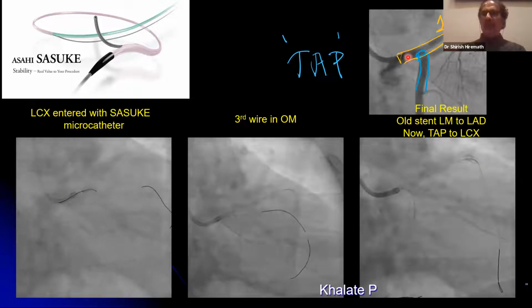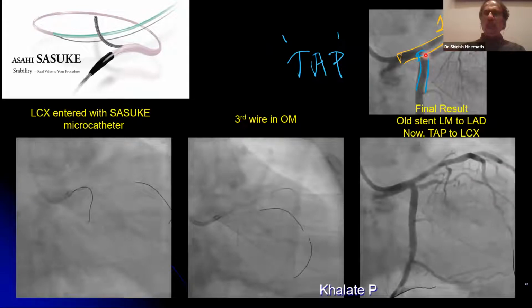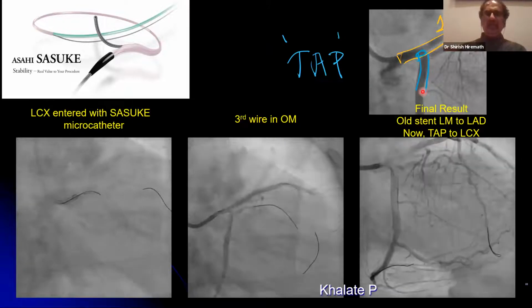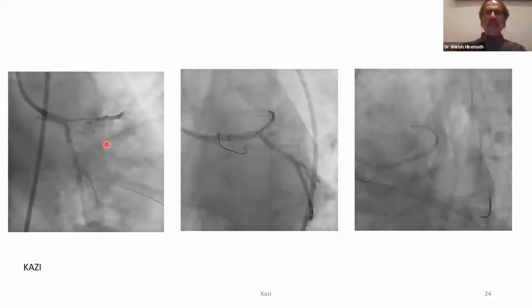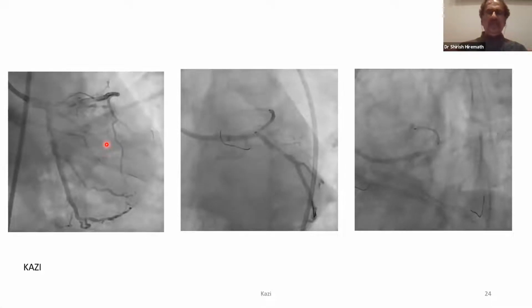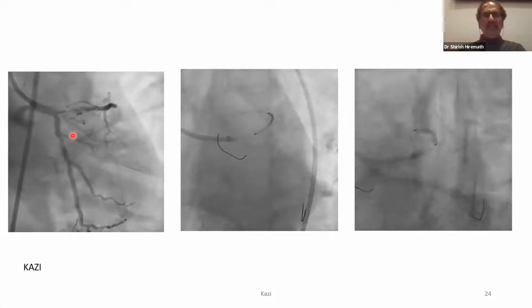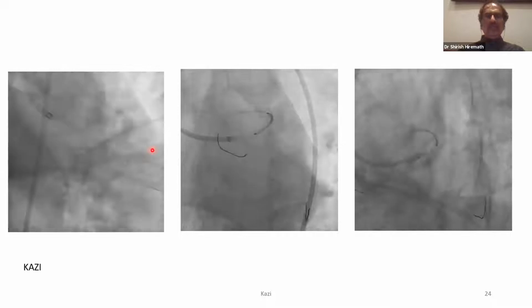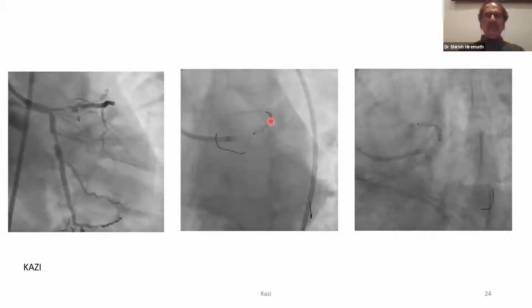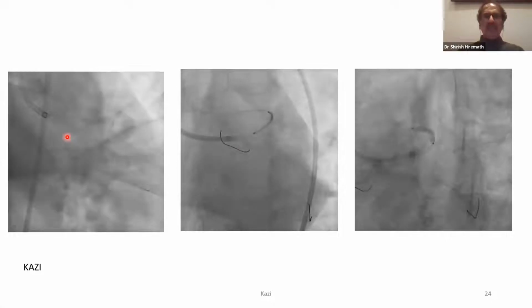So the yellow one, number one, is the old stent, which is 2 months old, and the blue one is the new stent. You could have done a culottes also and brought the stent back, but we thought we'll end up with a design like this. Now, in this case, you can see an ostial LAD lesion. So we thought we'll place one stent at the ostium. As you can see here, the stent is in position, and then we would address the circumflex with another stent.